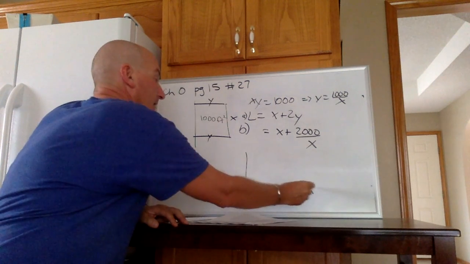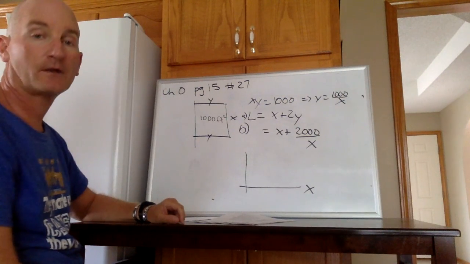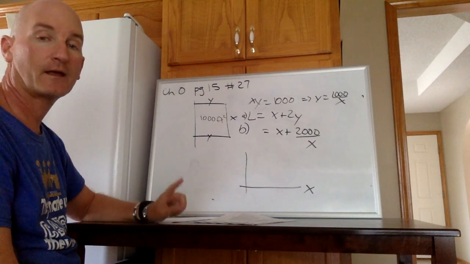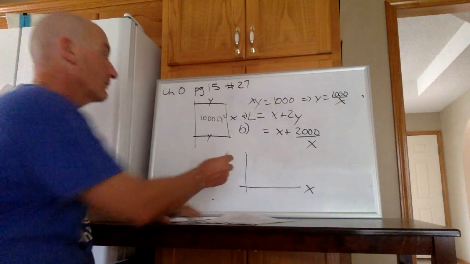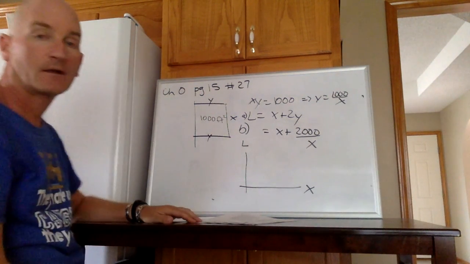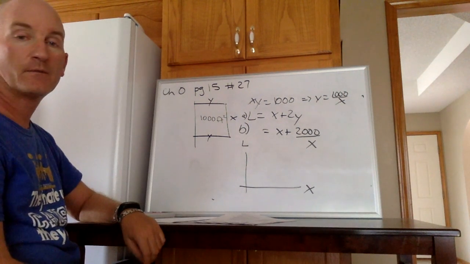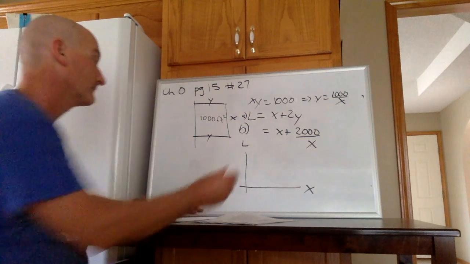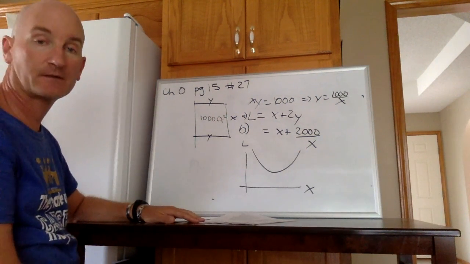So on our horizontal axis, x is going to represent this length. On your calculator, it'll have y as a function of x, but y on your calculator really represents capital L. And we are looking for the minimum value of this function. We get a rough sketch, a rough curve that looks something like this.